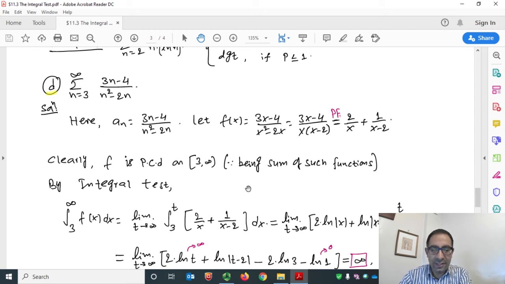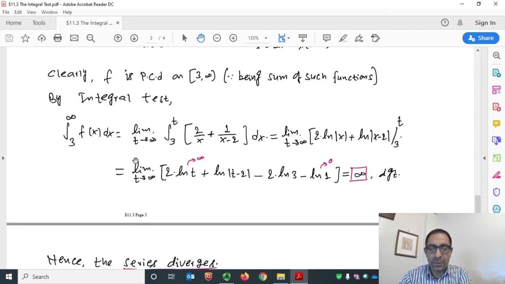So then by integral test, the improper integral from 3 to infinite of f(x) equals limit t tends to infinite of the definite integral from 3 to t of 2 over x plus 1 over (x minus 2) dx.